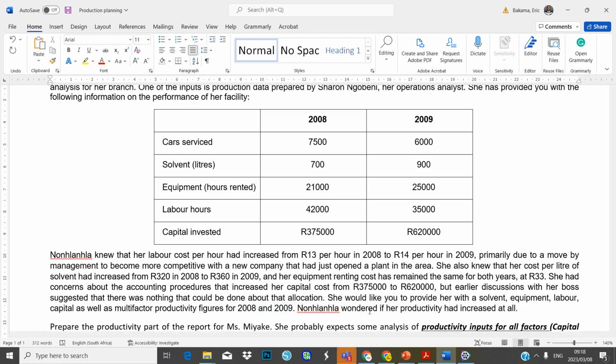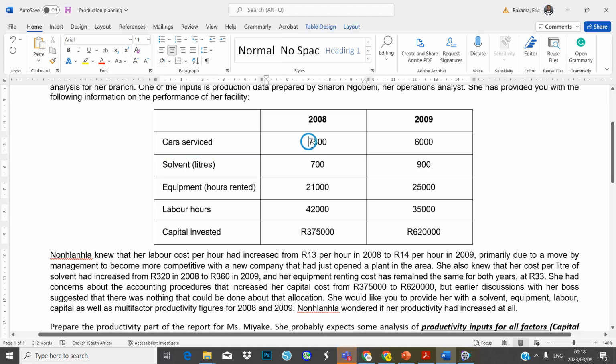So she wants to know in terms of productivity. Well, now at this point, you're looking at a normal individual. If someone just tells you that before, the company was servicing 7,500 cars, and now the company is servicing 6,000 cars, do you think the productivity had increased?